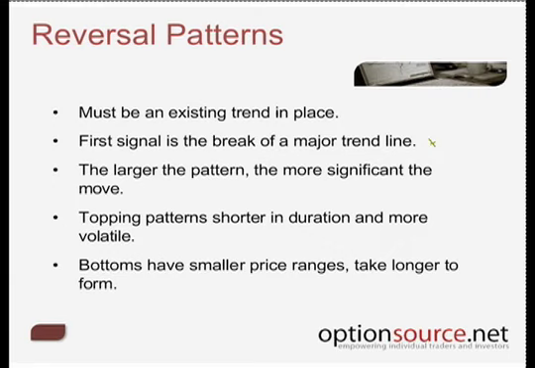The larger the pattern, the more significant the move tends to be. The other fact is that topping patterns tend to be shorter in duration and more volatile. And when you think about the psychology behind it, it makes a lot of sense. When people see topping patterns beginning to form, they recognize that their profits are likely being threatened, and consequently there tends to be a faster move to the exit door than under normal circumstances. So you get the short-term pattern formation, and then that very volatile move as the market drops and everybody wants to head for the exits.